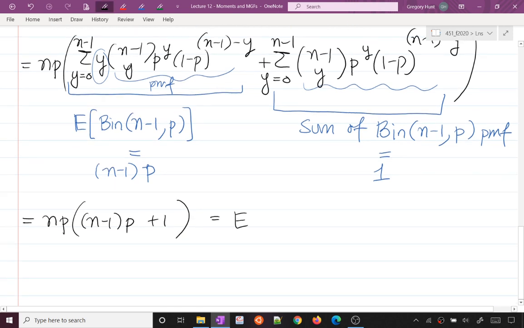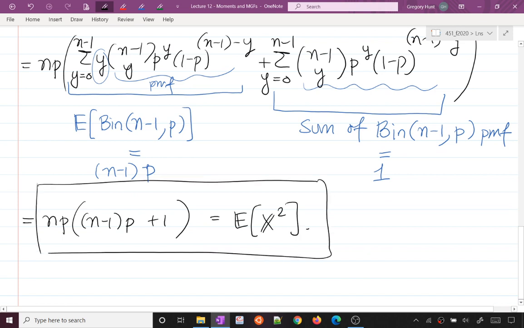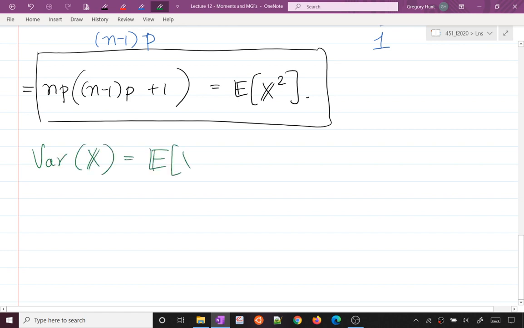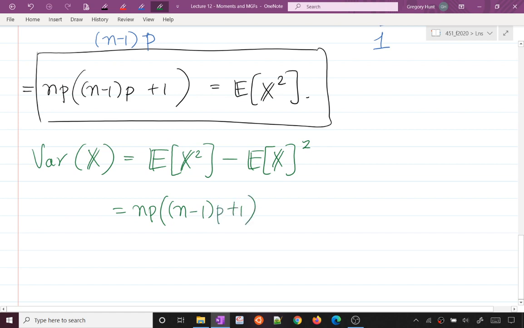So if you recall, this whole thing was to calculate the expected value of x squared. And I claim that that is the expected value of x squared. The reason that we wanted this is that we wanted to calculate the variance. And the variance, by our shortcut formula, is the expected value of x squared minus the square of the expected value. So now we know what this first term is. It's np times n minus 1 p plus 1. It's not super nice. You could probably simplify it, but we don't need to. And the second thing is we know the expected value of the binomial is n times p, and it's a whole quantity squared.